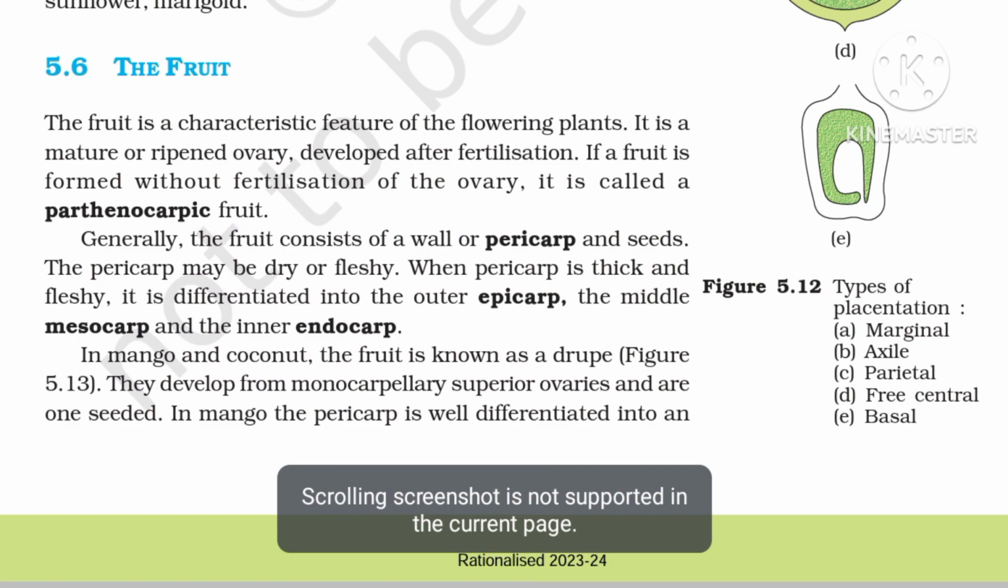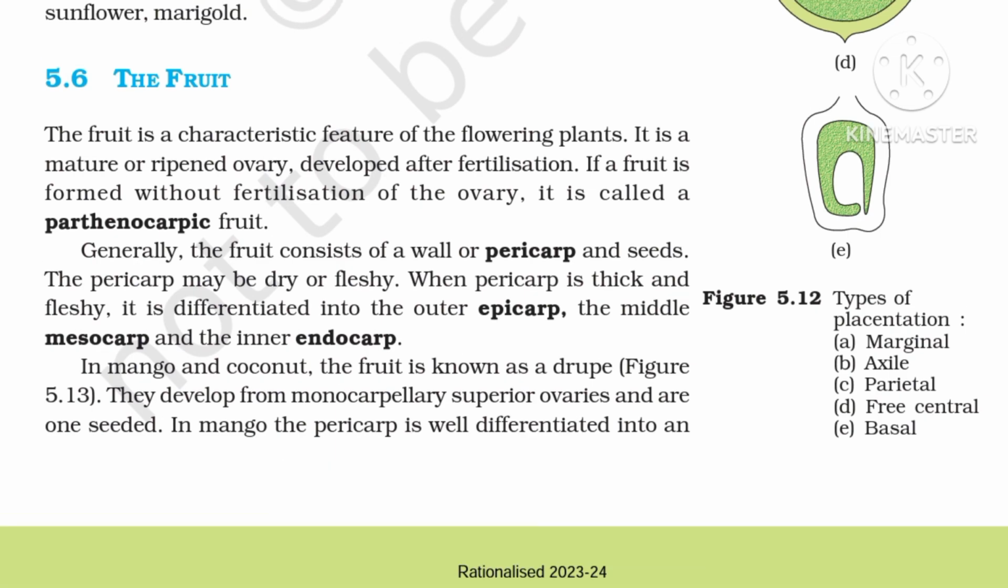The fruit. The fruit is a characteristic feature of flowering plants. It is a matured or ripened ovary developed after fertilization. If a fruit is formed without fertilization of the ovary, it is called a parthenocarpic fruit. Generally, the fruit consists of a wall or pericarp and seeds. The pericarp may be dry or fleshy. When the pericarp is thick and fleshy, it is differentiated into the outer epicarp, the middle mesocarp, and the inner endocarp.